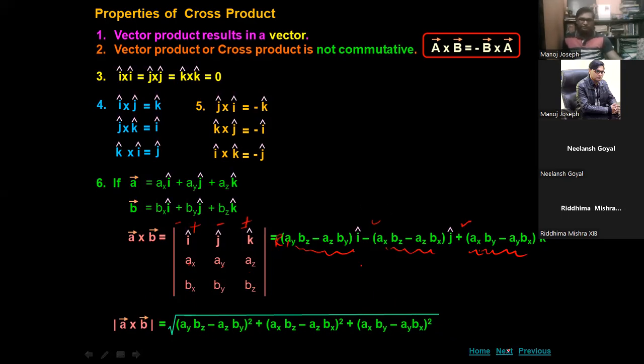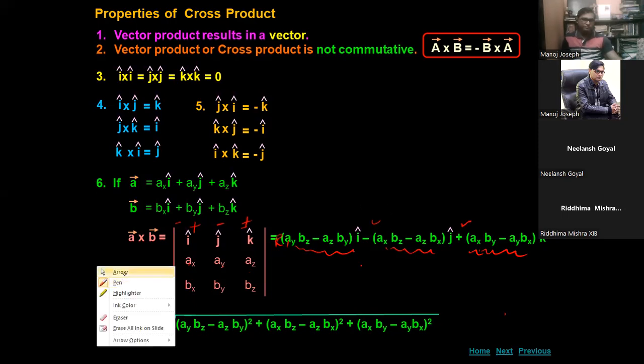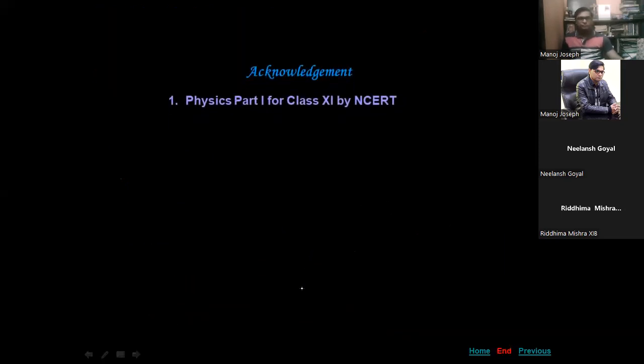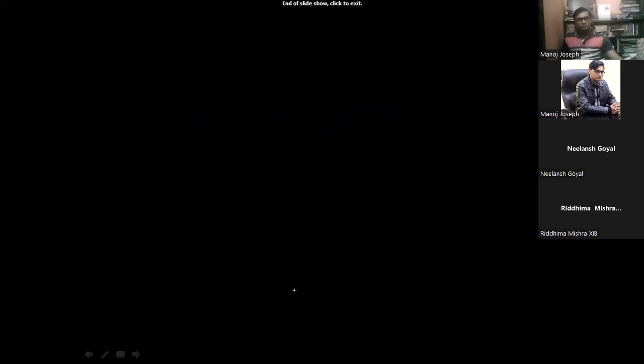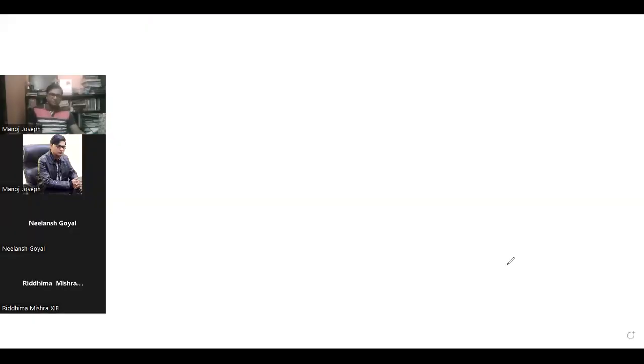Okay, let's move to the next slide. So it is completed. In the first slide, I explained to you about vectors, their dot and cross product. Now let's move to the screen whiteboard and understand this concept once again.